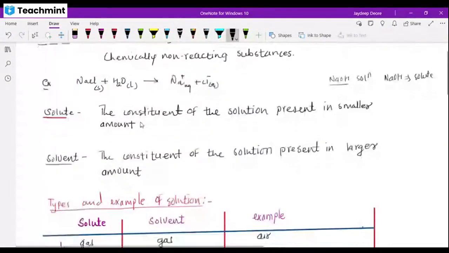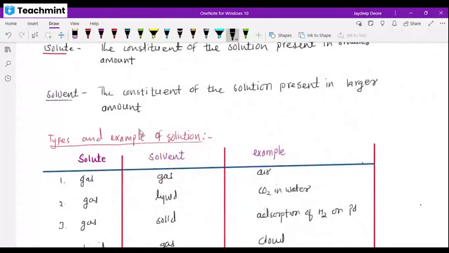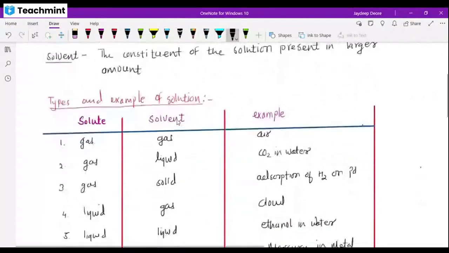Now let us consider some types and examples of solution. Here we are going to consider the examples. It is just like a chart. This is a solute, this is solvent, and this is the example of solution. Solute means which is present in minimum proportion, while solvent means which is present in large proportion.